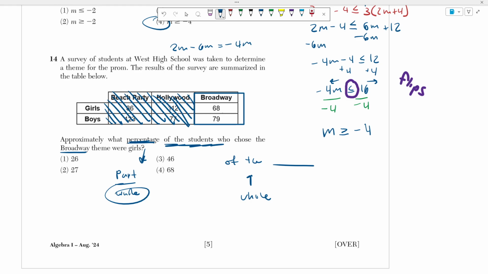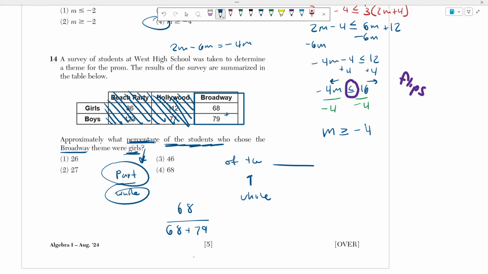So I know that my whole is going to be 68 plus 79 because 68 girls chose it, 79 boys chose it. So the total amount of people who chose it is going to be 68 plus 79. And we're going to divide this by my part. I want to see what percentage of students were girls. So out of this whole, out of everyone who chose Broadway, how many were girls? Well, 68 of them were girls, all right?